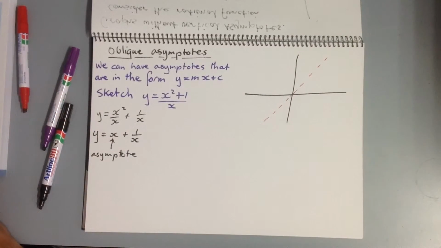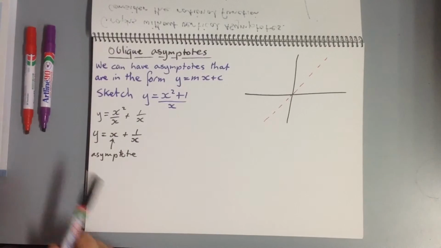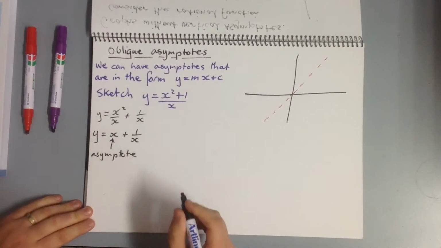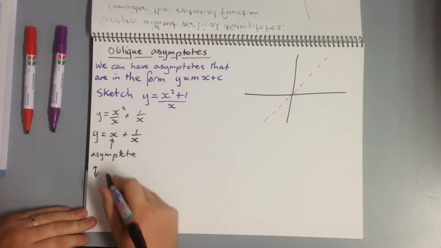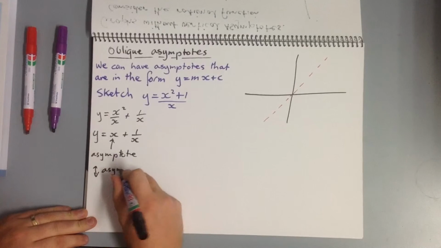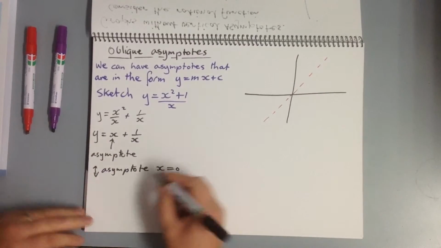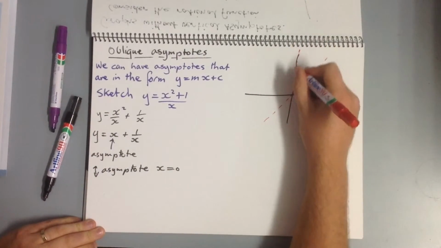Now we still need to think about some of the other things that we need to do. So we actually also need to think about just our normal asymptotes, because we still need to consider when our denominator is 0. So we're actually going to have a vertical asymptote as well, when x equals 0. So we can put that on now too. Actually going to have this vertical asymptote here.